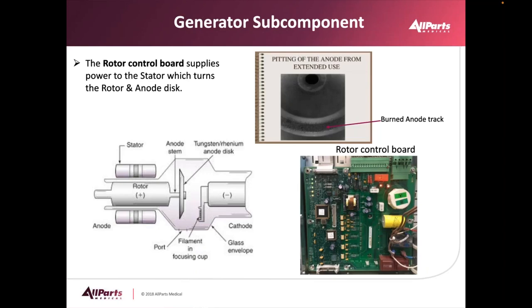The rotor control board supplies power to the stator, which is a motor in the X-ray tube. The stator turns the anode. In some systems, there are two-speed rotors. The higher the kV, the faster the rotor turns to keep the electron beam from burning a track or pitting the anode, as seen on this slide.